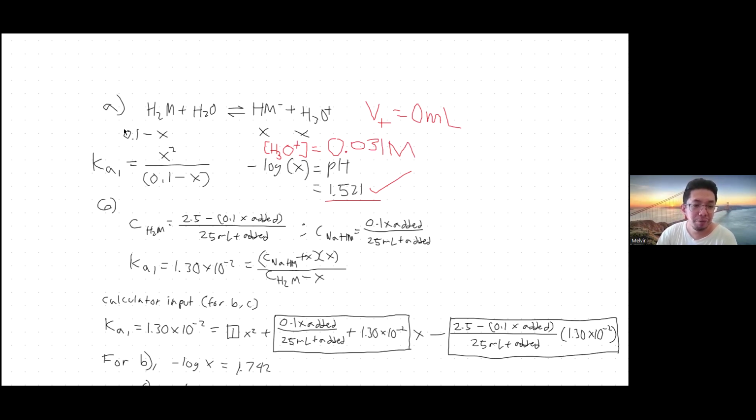So for letter B, what's this? In letter B, you've added how many mL? Let me check. 5 mL. So you've added 5 mL of 0.1 molar NaOH. To get the millimoles, that will be 5 times 0.1, so 0.5, right? However, Josh, where did you get this 2.5?